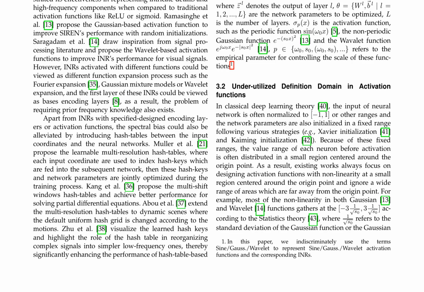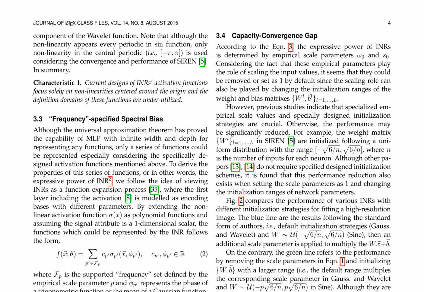The concept of frequency-specified spectral bias is introduced, which refers to the type of frequency determined by the chosen activation function and the supported set of frequencies determined by the empirical scale parameter. This bias is observed in INRs with specifically designed activation functions, which may not be able to represent arbitrary functions.